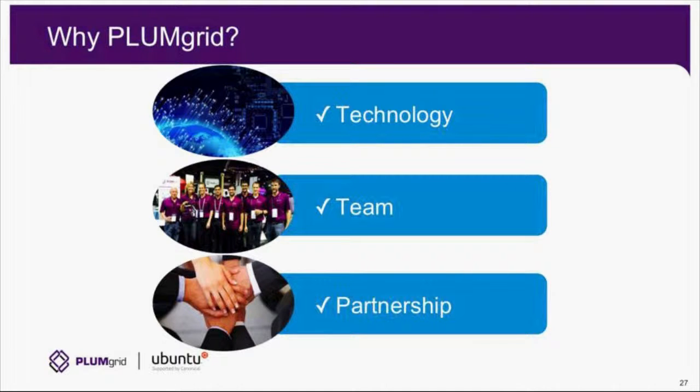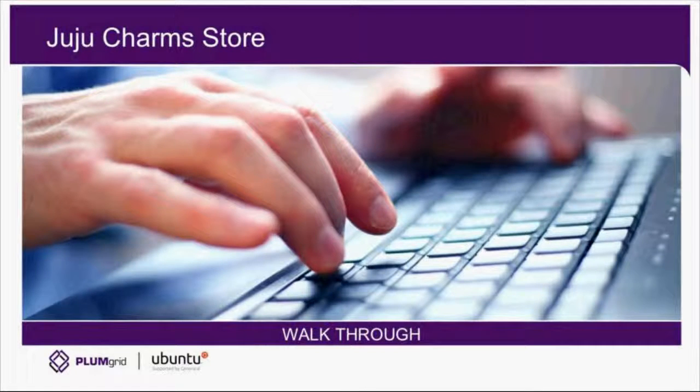So with that, before we do a walkthrough of the Juju Charm store, let's see if there are any questions here that we haven't answered yet. So we've covered the one around network nodes and L3 agents, network functions. So Mark, I know you answered the multiple versions of OpenStack, Icehouse, Juno, and Kilo.